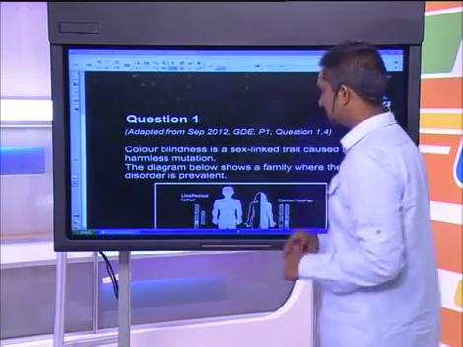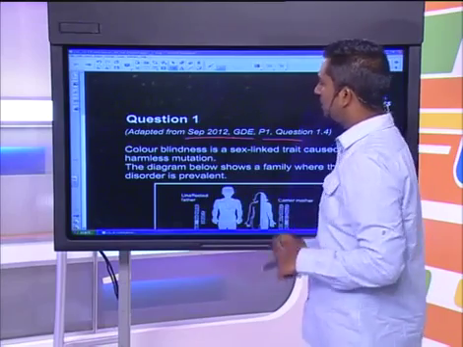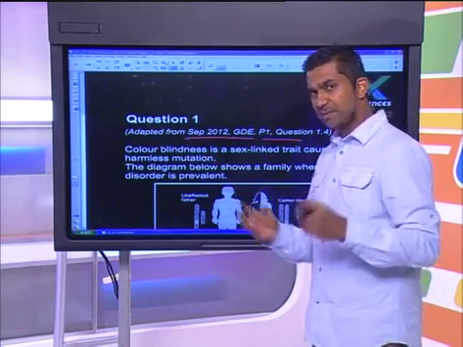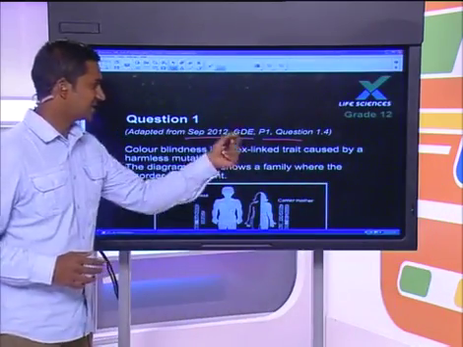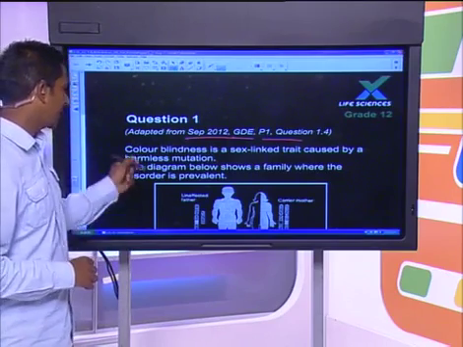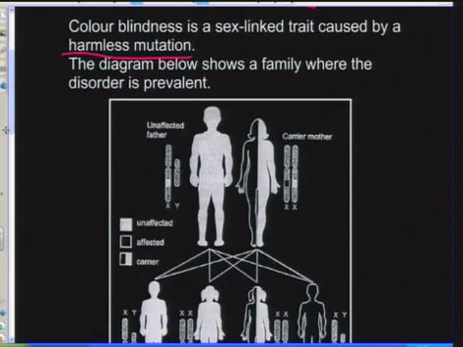Right, so today we're looking at question 1, and this is an examination from the September 2012 GDE paper 1, question 1.4. This normally comes in section A. Your 1.4 is a question that is there so that you attempt it and score maximum marks. So very quickly, let's look at it. Colorblindness is a sex-linked trait caused by a harmless mutation. I'm going to very quickly scroll up. The diagram below shows a family tree where the disorder is prevalent. So we're looking at a family tree, which is very similar to a pedigree diagram, which shows how the pattern of color blindness is inherited.